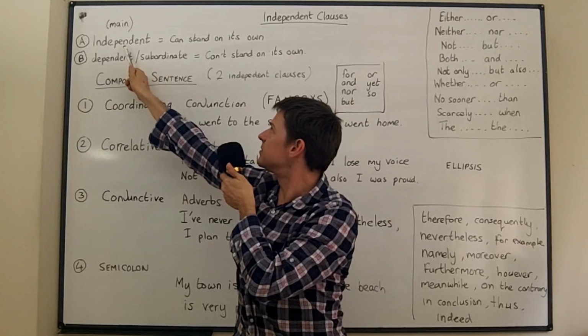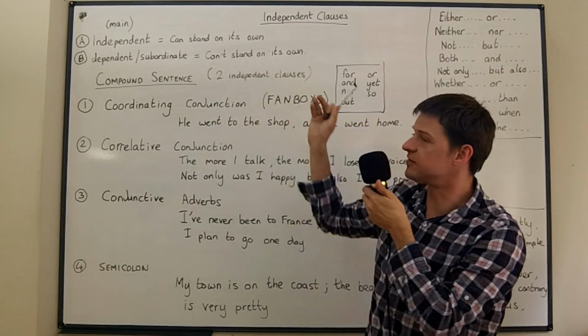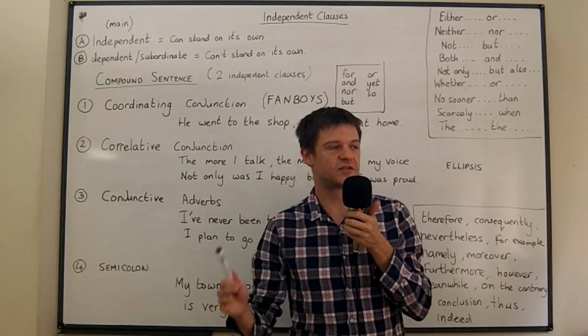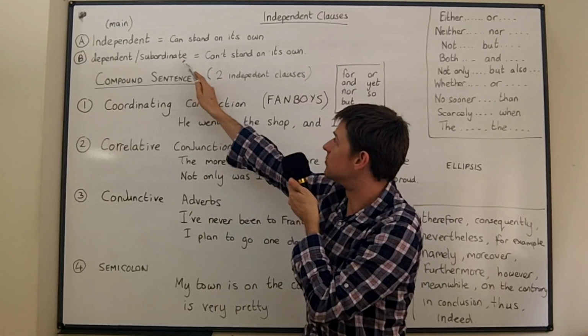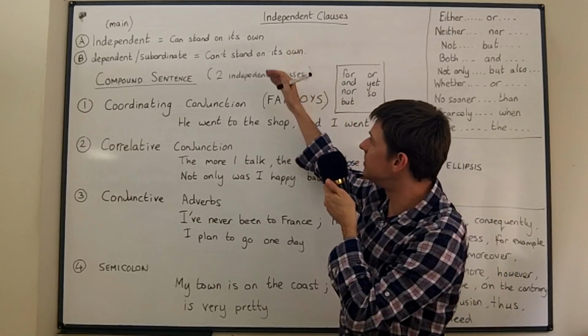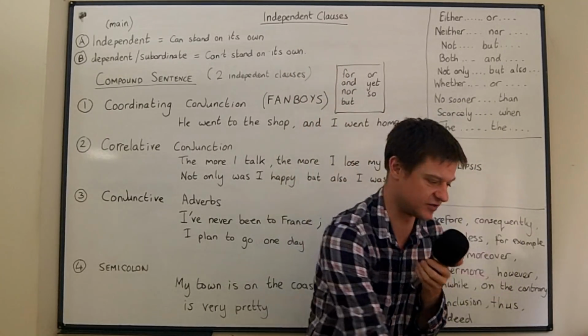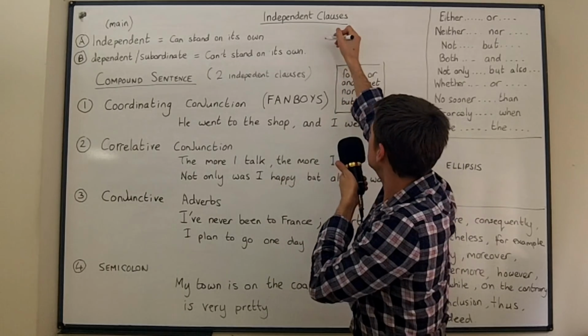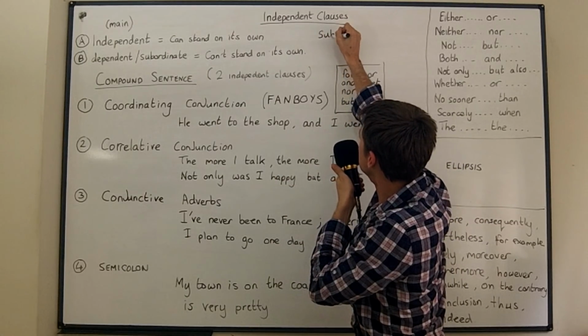So an independent clause is one which can stand on its own. It makes sense without the subordinating clause. If there is a subordinating clause in the sentence, you can just put a full stop on its end and it's fine. It's a good sentence. So an independent clause must have a subject and a verb.